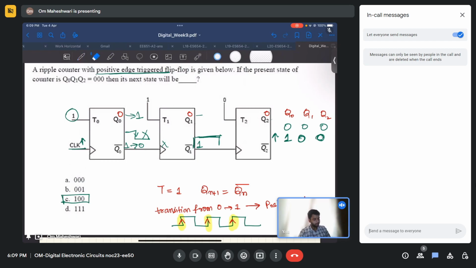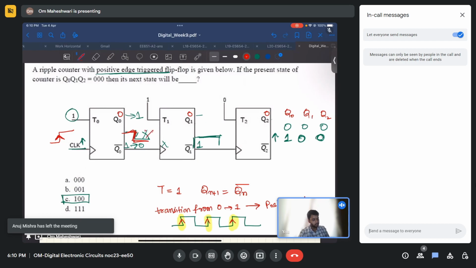So here only the positive edge pulse was applied. Here it was going negative edge, so it won't change. Here it was remaining as positive only. That is why it did not change. So I hope this is clear.